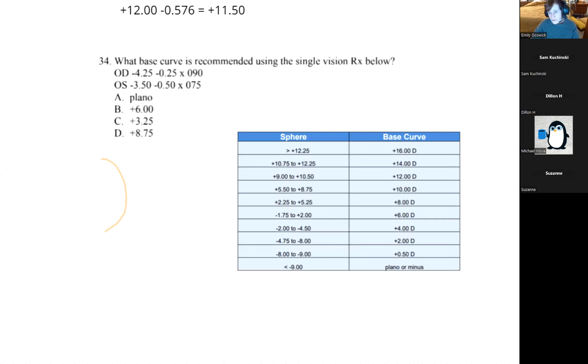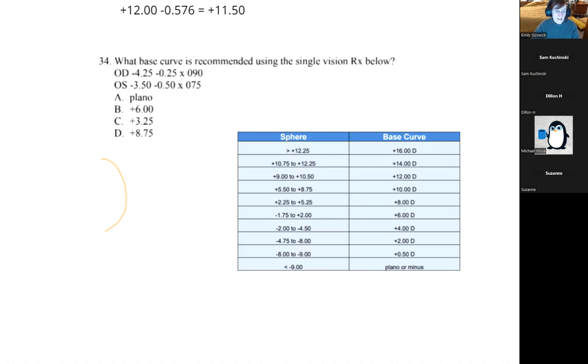The cyl is there, but it's fairly minimal. And you'd kind of figure out, okay, where does that fit? So it's the 425 and the 350 minus, of course, would fit here. So what they're saying in this case is, all right, the ideal base curve for this power would be a 4.